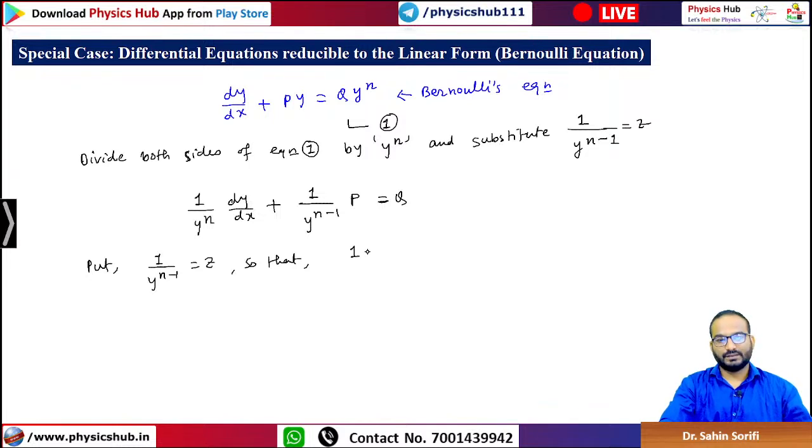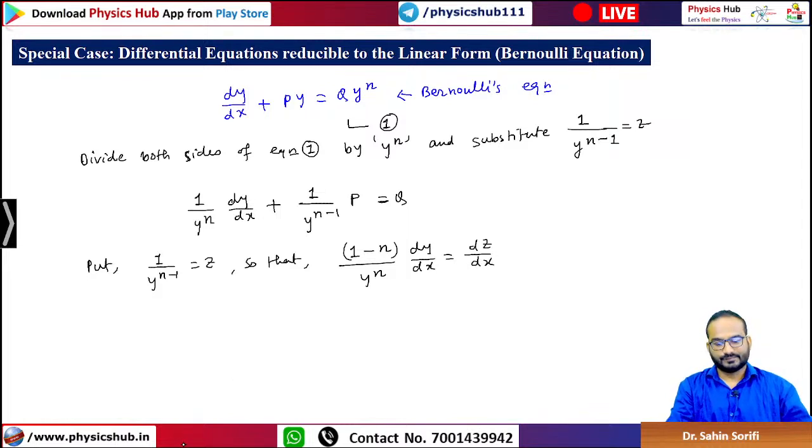You get (1 minus n) divided by y to the power n, dy by dx is equal to dz by dx. Can you write it in this way? Z is equal to 1 by y to the power n minus 1. So dz by dx means the derivative with respect to x, right? So it becomes like this.